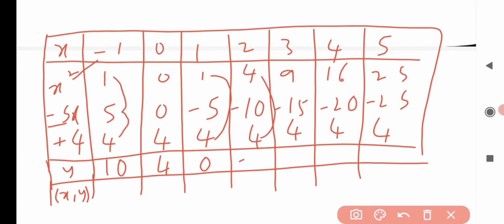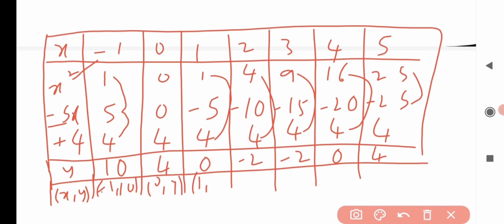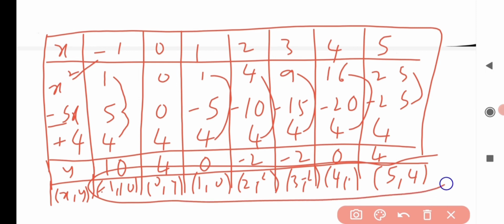8 minus 10 is minus 2. So this one 13, 13 minus 15 is minus 2. 20 minus 20 is 0. This is 0, 4. Therefore the x comma y values are: minus 1 comma 10, 0 comma 4, 1 comma 0, 2 comma minus 2, next 3 comma minus 2, next 4 comma 0, next 5 comma 4. So you plot these total points on the graph paper, and that is your graph. Okay, next.